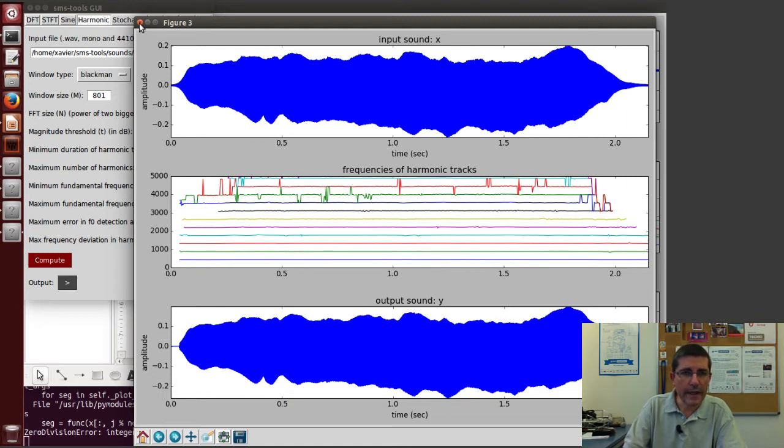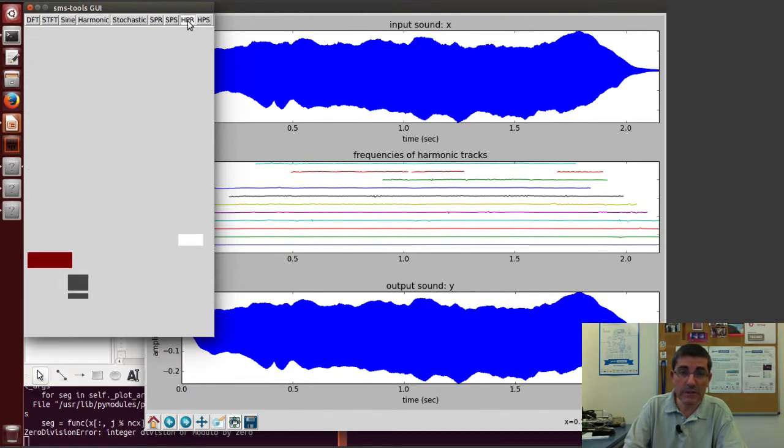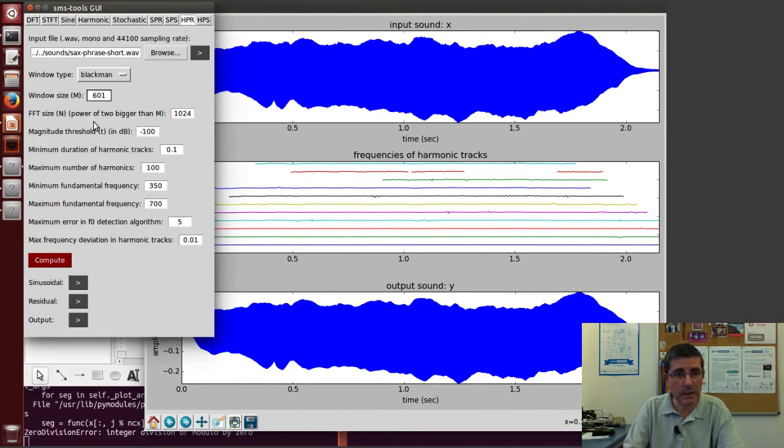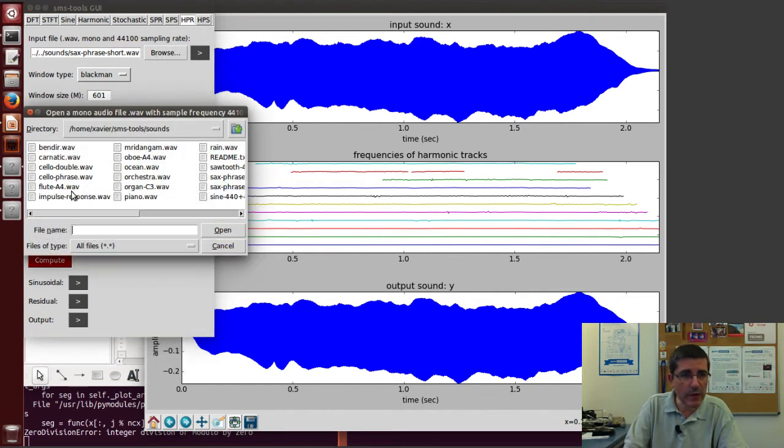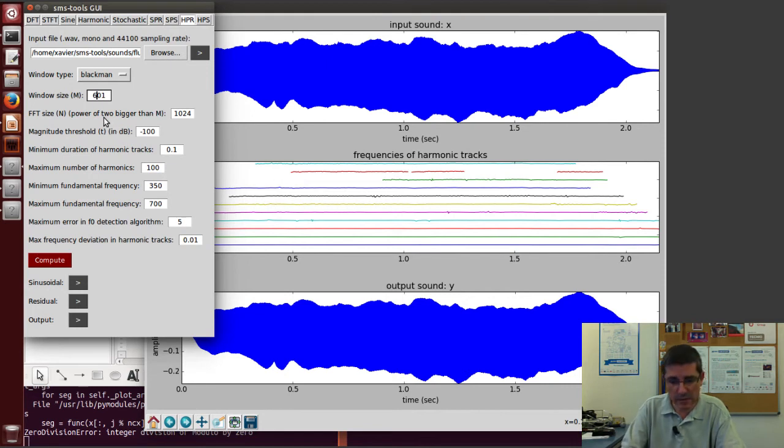Okay, now we can go ahead and use the harmonic plus residual model, so we can listen to the residual. Let's again use the same parameters for the flute sound: 800, 2048, and in terms of the threshold, minus 80, the minimum duration 0.2, number of harmonics, we don't need that many, 350, 700, and 7 was all right. Let's make it not as open in terms of the deviation as before. Let's just put maybe 0.02, and see what happens.